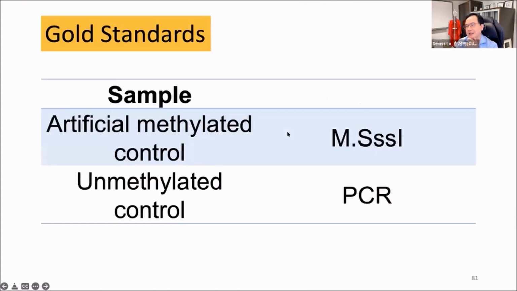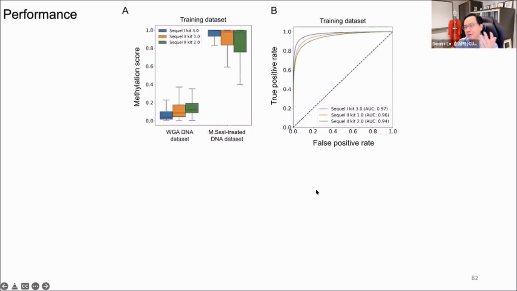Now to train this, of course you need to have some gold standard. So what we did is that we take some DNA and then add an enzyme which will methylate all the C. So this is the positive control. And then we have a negative control. So we start with some genomic DNA, and we use PCR to amplify the DNA. And of course the PCR won't create the methylation. So this is a negative control. And then when we do that, we find that we can differentiate the positive control from the negative control very well. And we use different versions of the Pacific Biosciences sequencing reagents, and they all work.